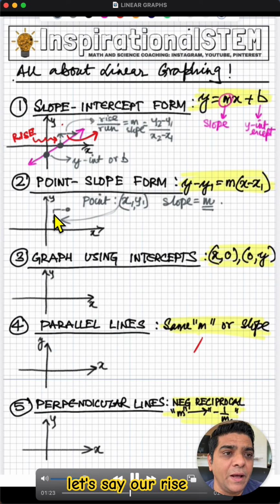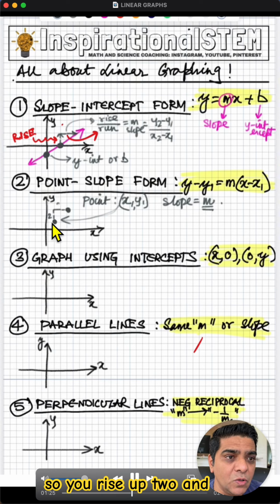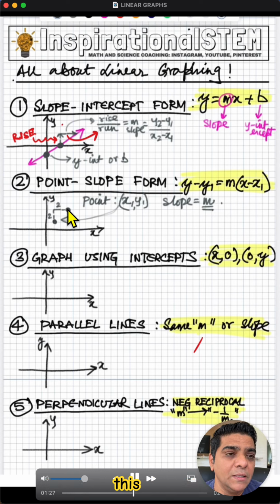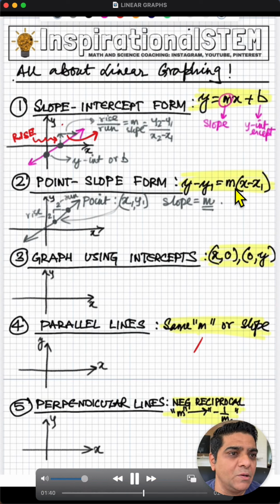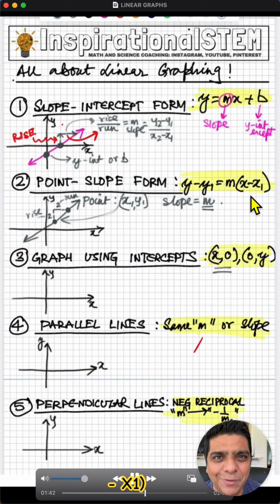So let's say our rise was 2 and our run was 2. So you rise up 2 and you run 2 in this direction, and that is our slope, rise over run, and then you plot our second point from this first point and draw a line through it, and that is the point-slope form: y minus y1 equals m times x minus x1.